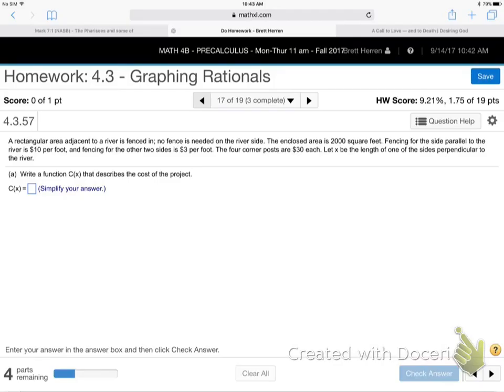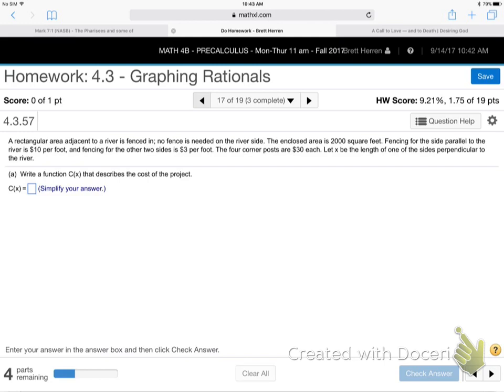Here, 7 minutes or whatever, we're going to need to do some weighty word problems. There is one of these for sure on the next exam. These are really, really important, really valuable, very, very practical. So, rectangular area adjacent to a river, fenced in. No fence is needed on the riverside. Enclosed area is 2,000 square feet. Fencing for the side parallel to the river is $10 per foot. And fencing for the other 2 sides is $3. 4 corner posts, and so on.